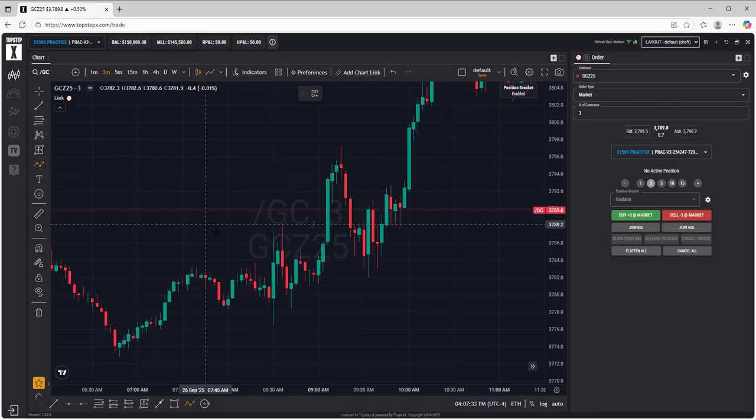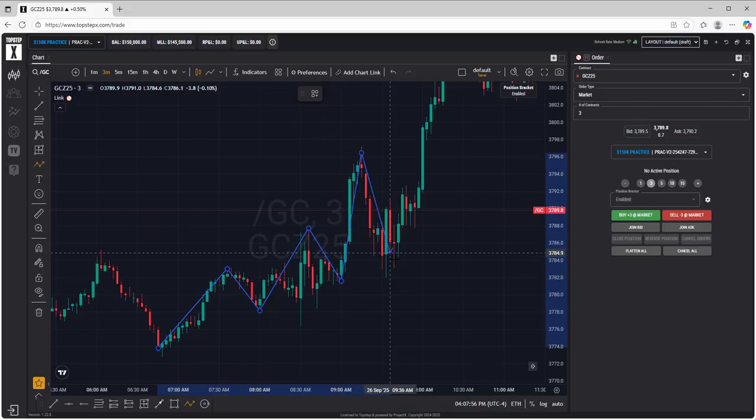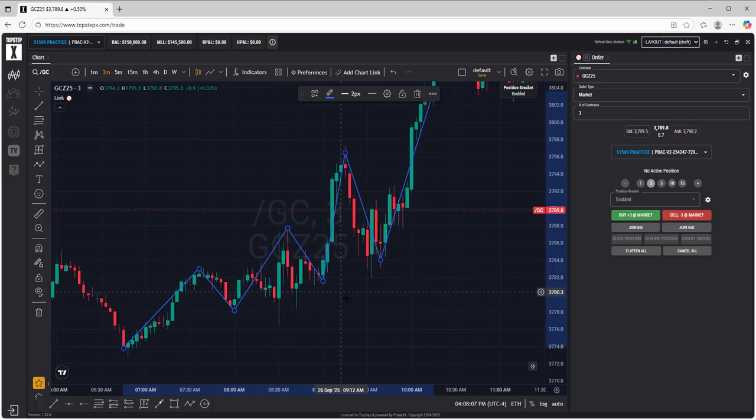All right. So higher low, higher high, higher low, higher high, higher low, higher high, higher low, higher high. Now, you don't need a break of structure to enter into a trade, right? You just need the previous low to the newest high, right?